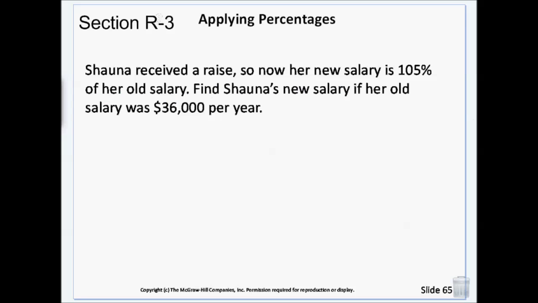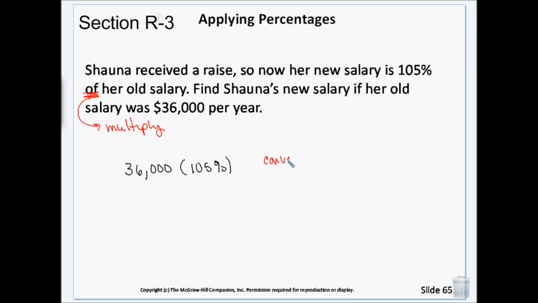Of, this word right here means multiply. So what I'm going to do is I'm going to multiply her old salary times this percent. However, I can't multiply by percents. You have to multiply by a decimal. You cannot multiply by a percent. So first I need to convert this to a decimal.